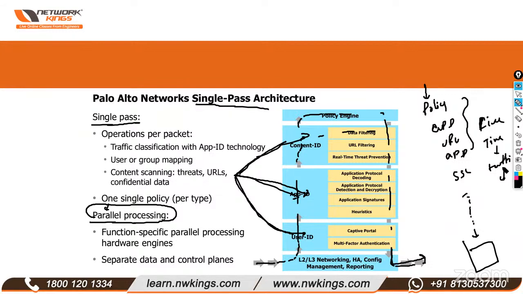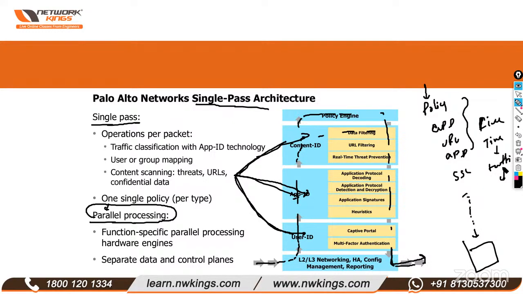Okay, Vikas, go on. A question. As you just said, the first packet will always be single pass, right? In the first packet, you'll be able to understand what the user ID or app ID is. So the user ID, app ID and content ID will be created after the first packet is passed?